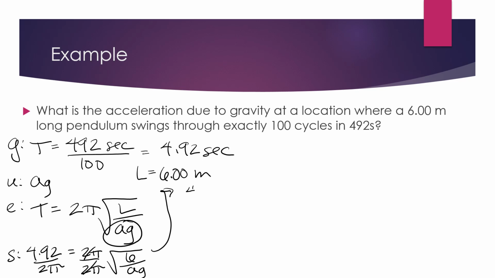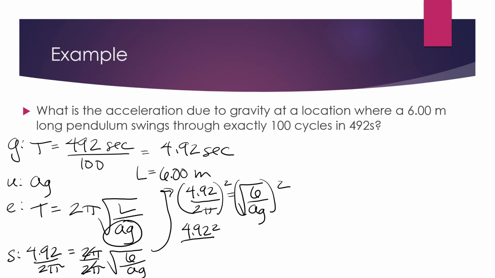So I'm left with 4.92 divided by 2 pi equals the square root of 6 over a sub g. We're going to do exactly what we did in the problem before. We're going to square it. 4.92 over 2 pi, whole thing squared, equals 6 over a sub g.